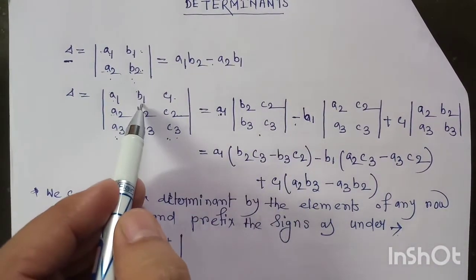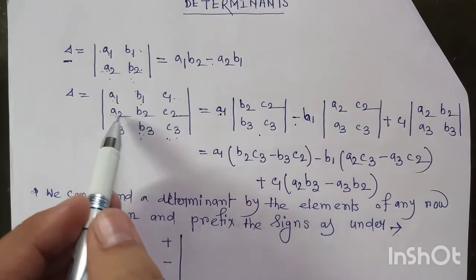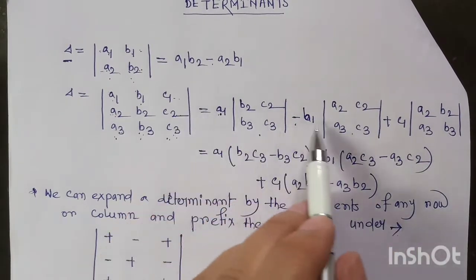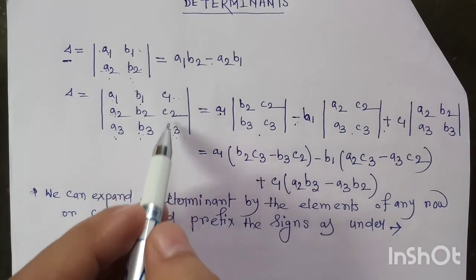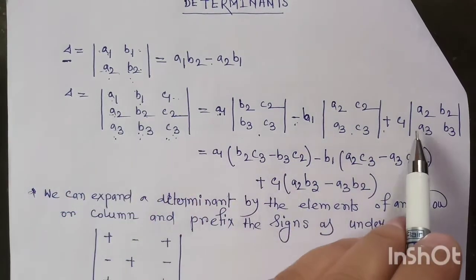Now take B1. So remove this column and this row. So A2, C2, A3, C3. Then for C1, take the alternating sign minus, then there is a plus. So remove this row, column and this row. So A2, B2, A3, B3.